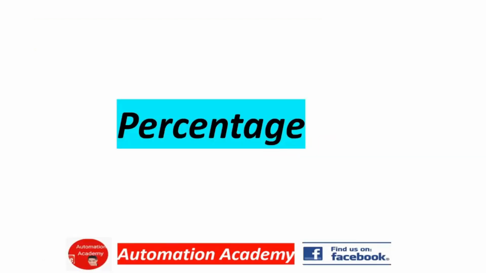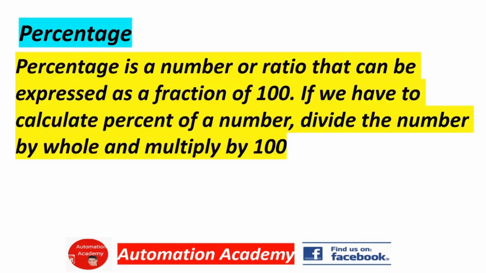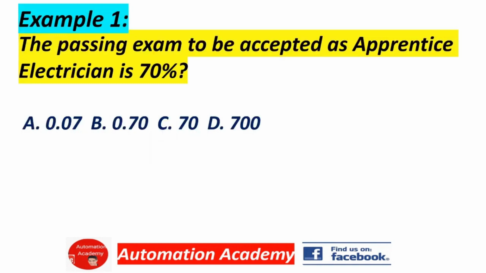Our next topic is percentage. Percentage is a number or ratio that can be expressed as a fraction of 100. If we have to calculate percent of a number, divide the number by a whole and multiply by 100. Example number 1. The passing exam to be accepted as apprentice electrician is 70%. A, 0.07. B, 0.70. C, 70. D, 700. Answer B, 0.70.